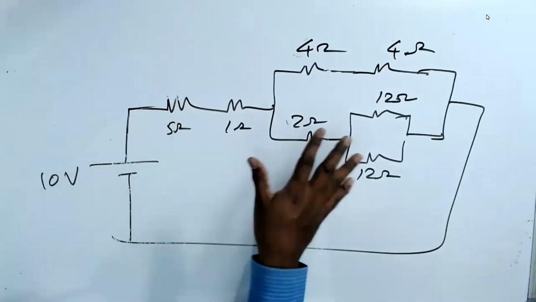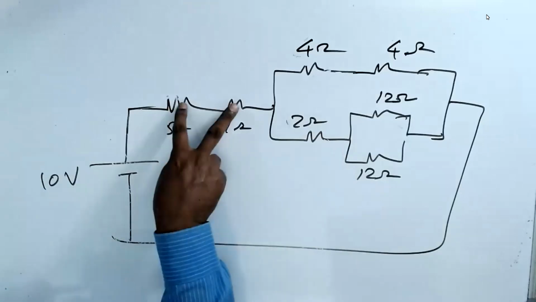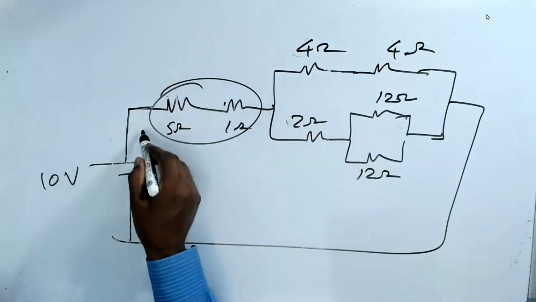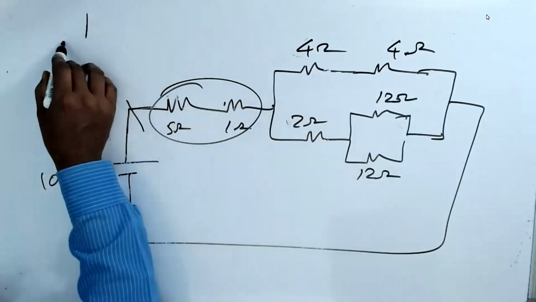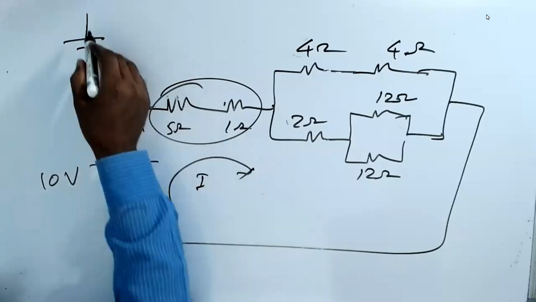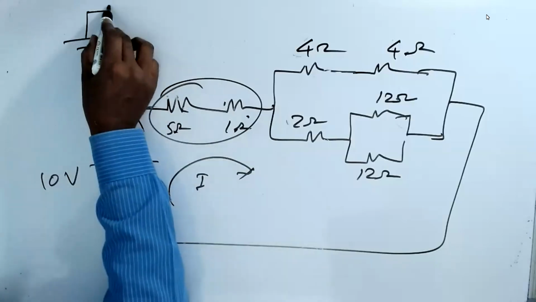So if you draw a circuit like this, I'm giving an example, don't get confused. These circuits are quite simple. You can always add two of them that are in series. So we can make this one simple. If they ask you what is the current I, make these two into one. 5 plus 1, 6.